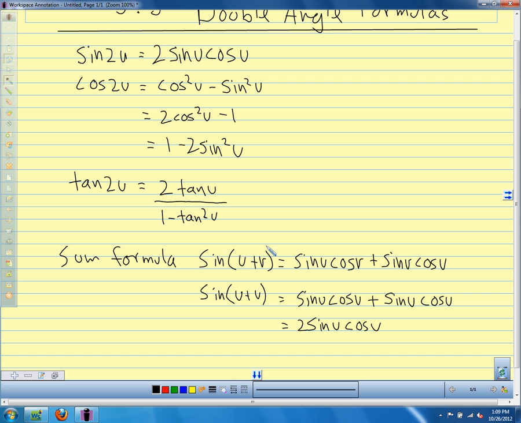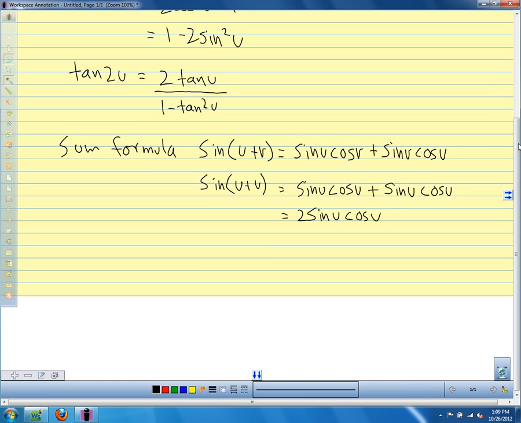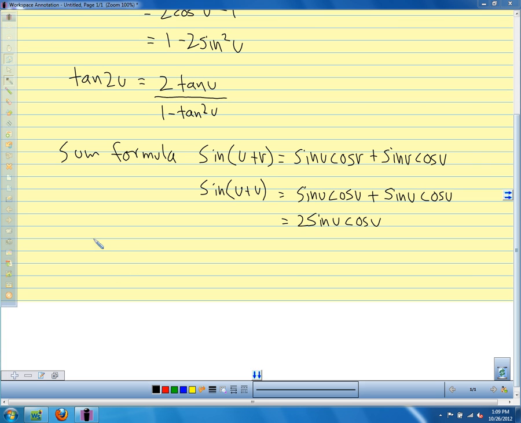So if you ever forget the formula and you remember the other one, you can figure it out. And let's look at one. We'll do one of these for the cosine, and then the others are very similar. So we have a sum formula for the cosine. Cosine of u plus v is cosine u cosine v minus sine u sine v. This is our sum formula that we've been working with.